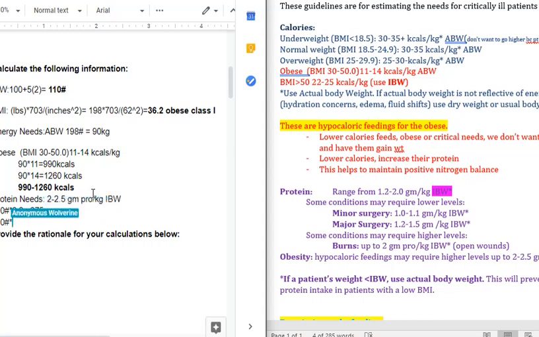I mean, in kg it would be less. Why aren't we using kg? Because it's protein per kg, grams just measures the protein. Yeah, it's grams per kilogram of ideal body weight. So there's 110 pounds of ideal body weight times 2 and then times 2.5.